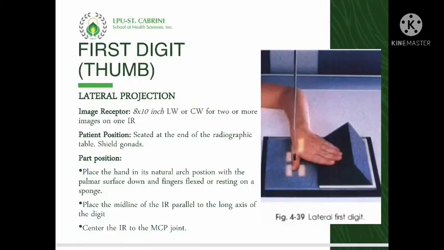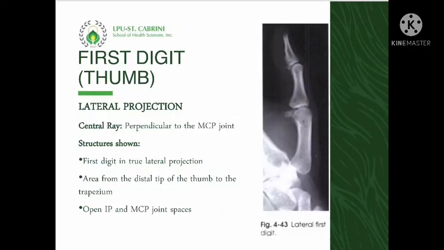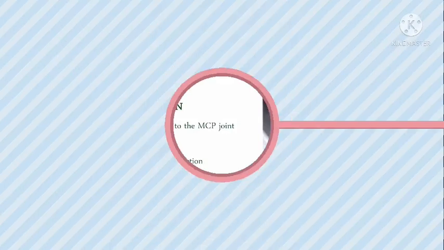For the lateral projection of the first digit, place the hand with the palmar surface down. The lateral position can be obtained by flexing the fingers to attain the hand's natural arc position or rest the adjacent fingers on a sponge. The long axis of the first digit should be parallel to the midline of the image receptor. The first MCP should be centered to the IR's midpoint. The central ray for the lateral projection of the first digit is directed perpendicularly at the MCP joint. The first digit in true lateral projection will be shown on the radiograph.